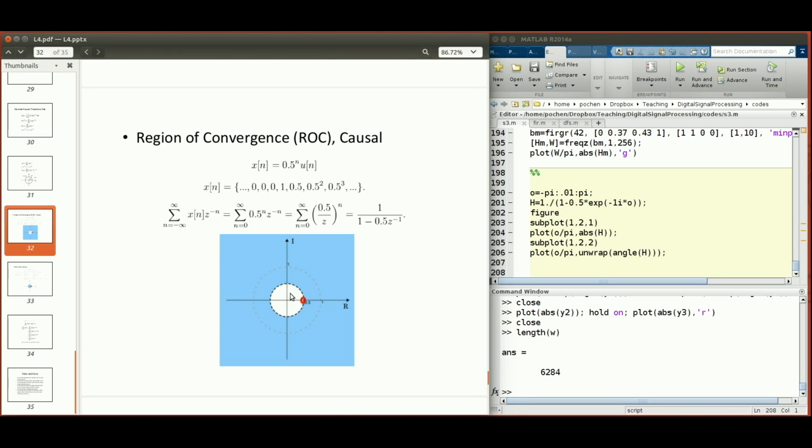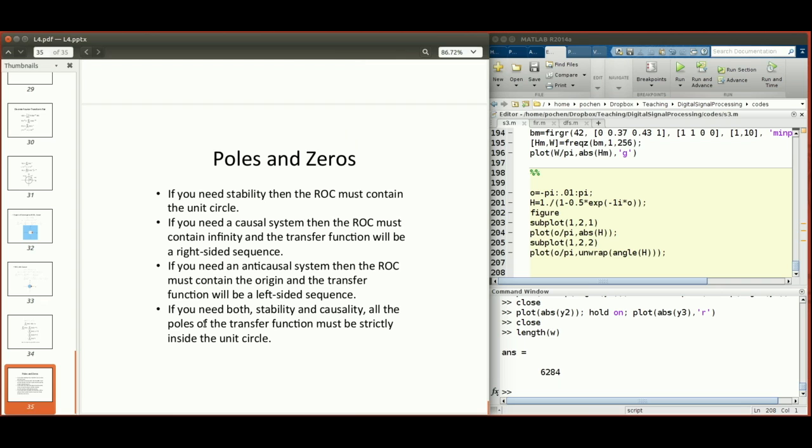So if all your poles are strictly inside of the unit circle, then the region of convergence must be outside of all the poles, outside of the smallest circle that contains all the poles, basically, right? And because all the poles have a length smaller than one, the unit circle must be inside the region of convergence. So by saying that all the poles of the transfer function are strictly inside the unit circle, what you're actually implying is that the region of convergence is like this kind of thing. It contains infinity, and the unit circle is contained inside the region of convergence. So in this case, you have both stability and causality.